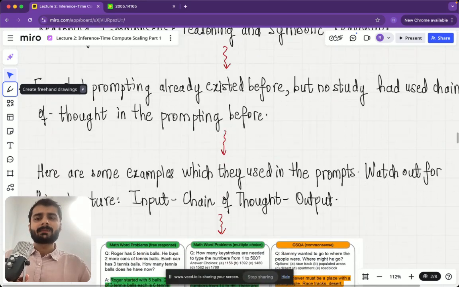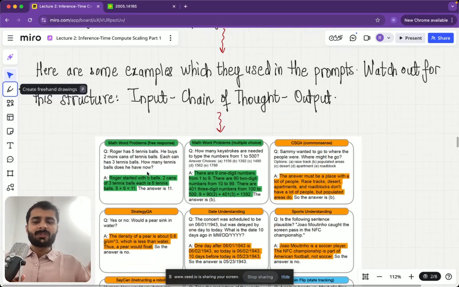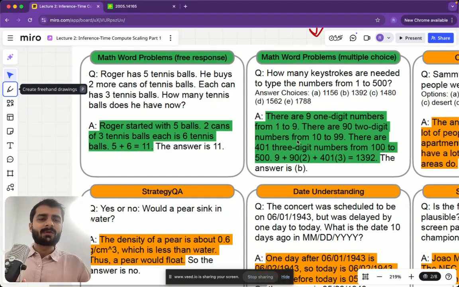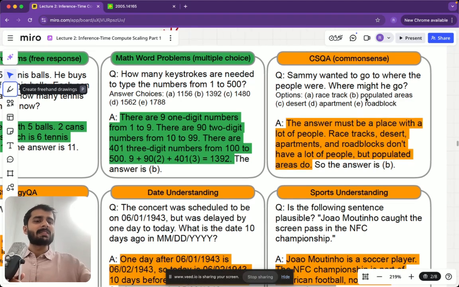Now let's look at the different examples in the chain of thought reasoning which can be used in the prompts. I have talked several times about different kinds of examples to be given to the large language model in the prompting step itself, maybe 10 or 20 examples with a chain of thought. So let's look at some other examples. The first example we have already looked at. Let's look at an example in the common sense category. Sammy wanted to go to where the people were. Where might he go? Options are racetrack, populated areas, desert, apartment, roadblock. So the answer that we give in the prompt is: the answer must be a place with a lot of people. Racetracks, desert, apartments, and roadblocks don't have a lot of people, but populated areas do. So the answer is B.